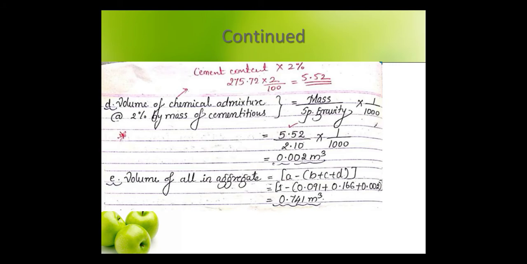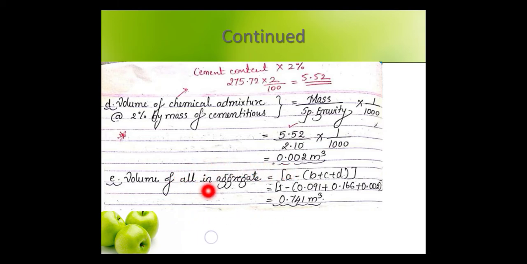Next one is, as superplasticizer is used here, you need to calculate even the volume of chemical admixtures. Chemical admixtures for every cement content, whatever cement content is there, into 2% you need to multiply. Whatever the cement content we have got, that you need to multiply into 2.2% by volume of cementitious material. Means 2% you're going to reduce cement and you're going to add the chemical admixture there. So you will be getting the value here, that is 5.52 divided by specific gravity of cementitious material, that is chemical admixtures, into 1 divided by 1000. So your answer will be 0.002 meter cube.